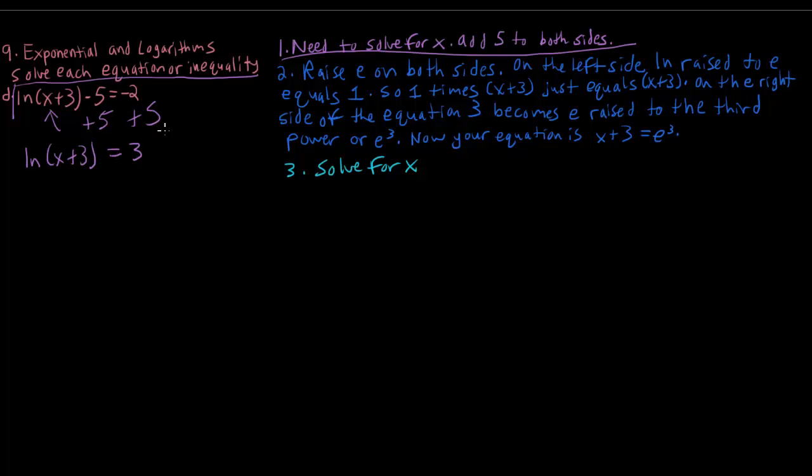Step 2, we want to raise e on both sides. On the left side, e raised to ln equals 1. So if we have e to the ln of x plus 3, and then we raise e on the right side, it's e cubed, because this 3 ends up becoming an exponent. e to ln is just 1, so x plus 3 equals e to the third.